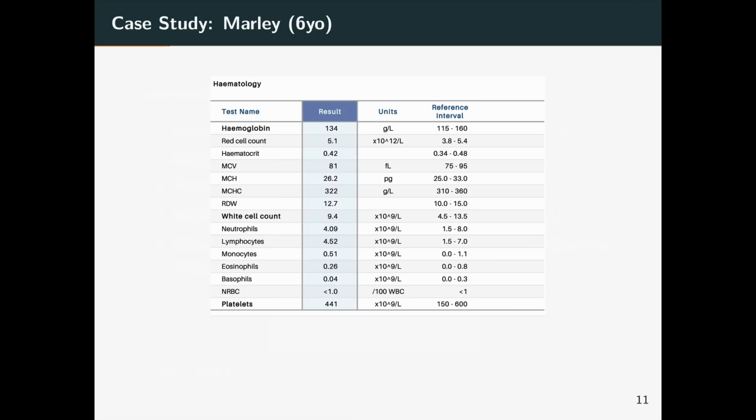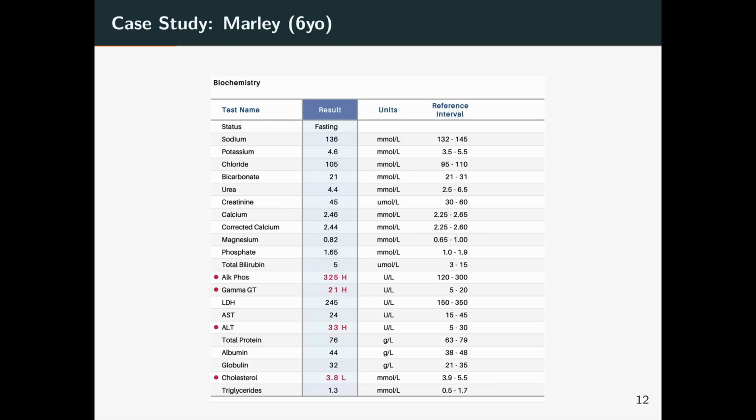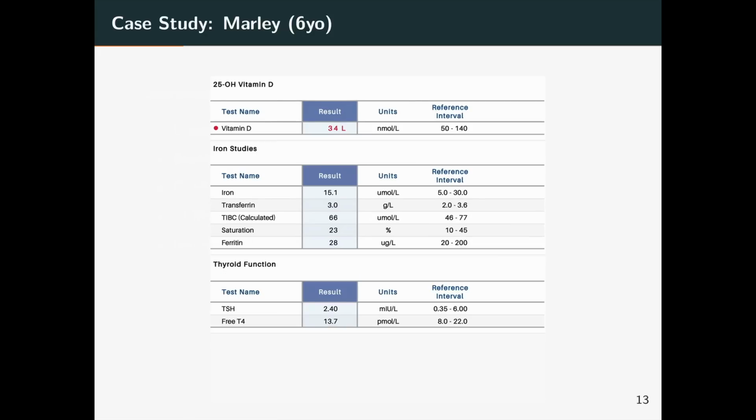So we do some blood tests. This is the full blood count, looks pretty good, nothing's red. This is the electrolytes and liver function test. We've got some red things. The alkaline phosphatase is a little bit up, but she's growing, probably just reflects skeletal growth. The gamma GT is up, but it's 21. The reference range is 5 to 20. No one cares. We don't care unless they're at least 2 times the upper limit of normal, right? The ALT is 33, the upper limit of normal is 30. Again, who cares? And her cholesterol is low. Yeah, pretty normal. Yeah, vitamin D's down a little bit, not too much. Iron's okay, and thyroid's okay.